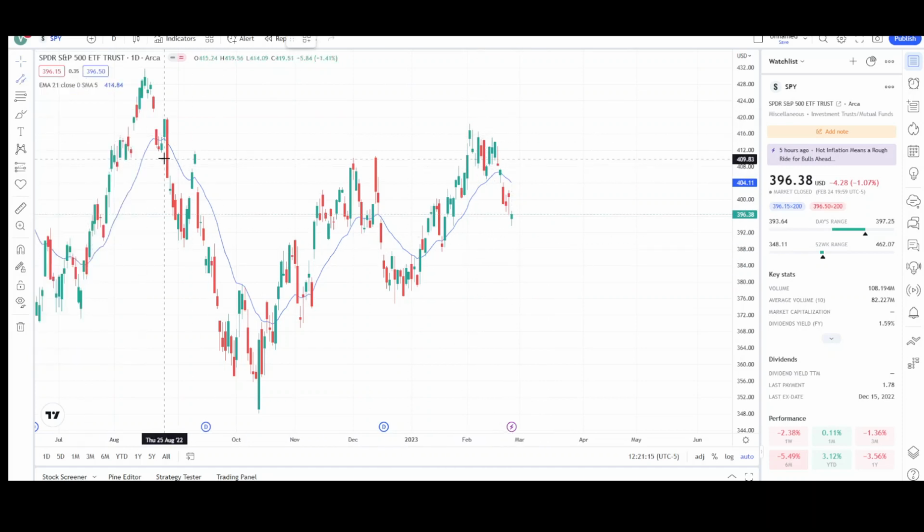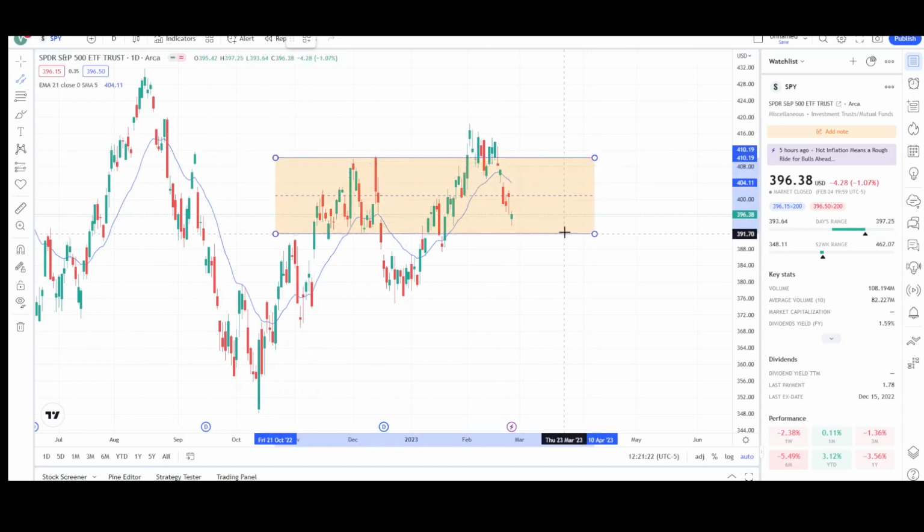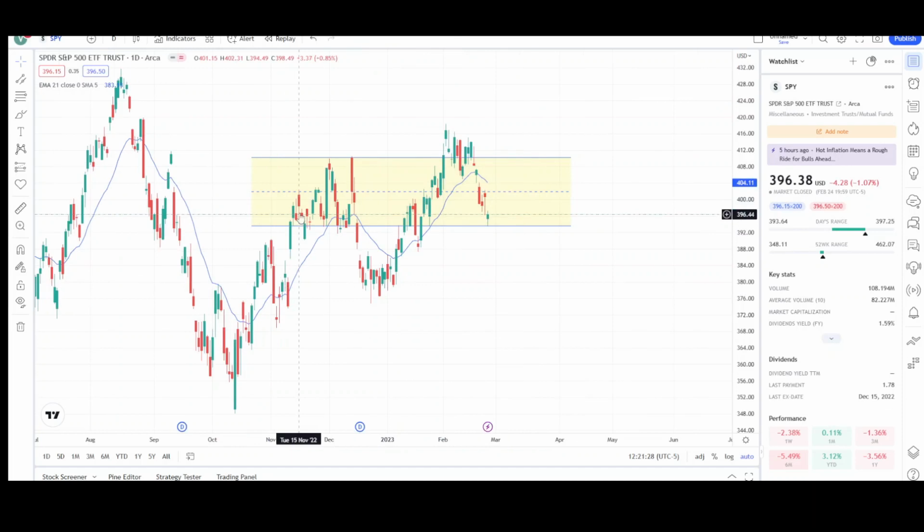So let's take a look at this structure right here. So looks like this was the range pattern. You can see how well prices are respecting it. Let's go ahead and make this one yellow. So prices were range bound right over here. We broke outside. Most breakouts will fail. We came back inside the range.